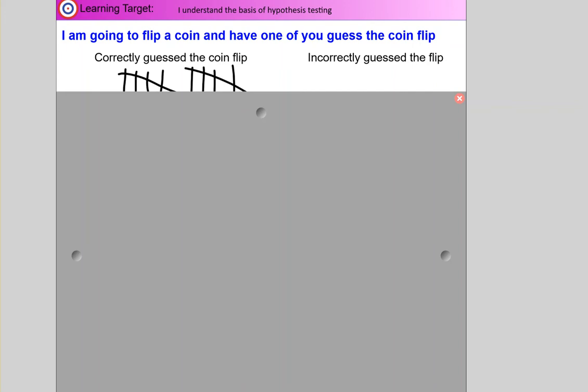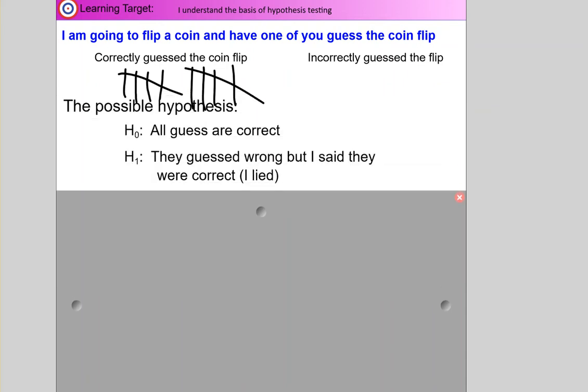So I flipped a coin, and you said heads. I would say, you're right. I flipped a coin, you said tails. I said, you're right. And if I said you were right 10 out of 10 times, my guess is you would probably get suspicious. So from there, we could write a hypothesis.